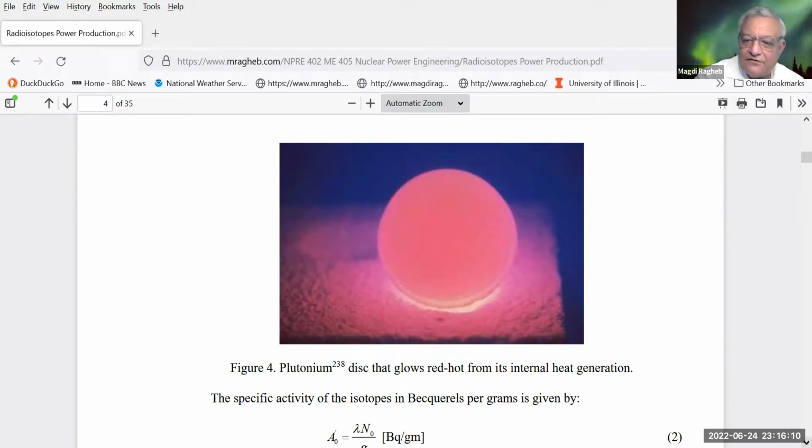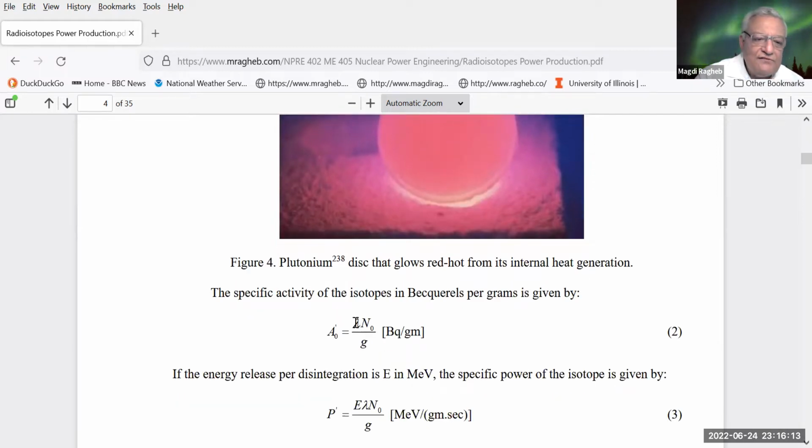So in the case of the equation that we wrote for the activity earlier, we are interested in the activity per gram of the material. So if we take the activity lambda n sub 0 divided by G, the weight in grams of the isotope, you get the specific activity. Now, if you take that specific activity, this is becquerel per gram. Becquerel is 1 disintegration or 1 decay per second. If you multiply this by the energy release in each decay, instead of becquerel, you turn it into million electron volt per gram per second.